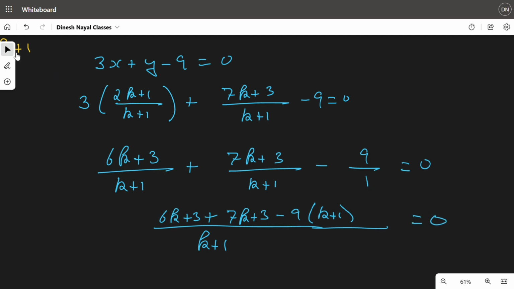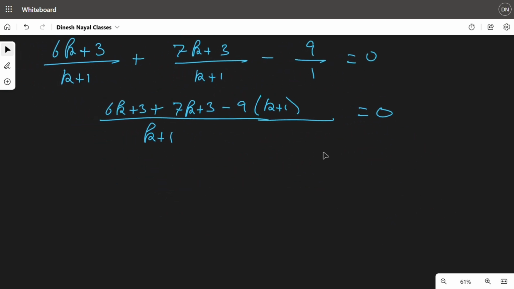Now you just have to open the bracket. This is 6k plus 3 plus 7k plus 3, and this will be minus 9k minus 9. Actually, this k plus 1 now goes over this side and this becomes 0 only. So this is equal to 0. Now see, what is 6k plus 7k?